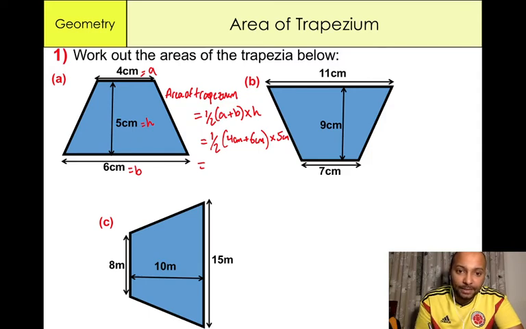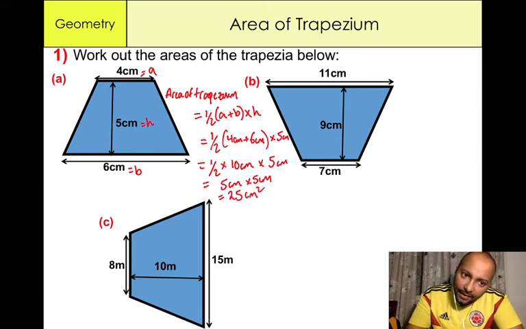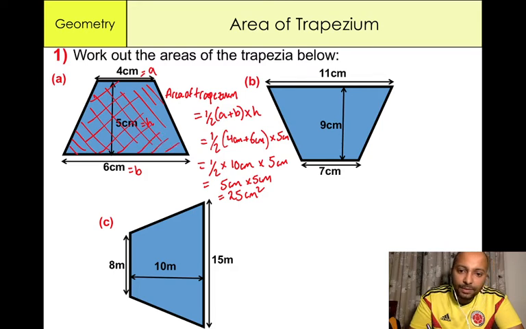4 plus 6 is 10 centimeters, so we have 1/2 times 10 centimeters times by 5 centimeters. 1/2 times by 10 gives us 5 centimeters, so 5 centimeters times 5 centimeters gives us 25 centimeters squared. So the area of this trapezium is equal to 25 centimeters squared.